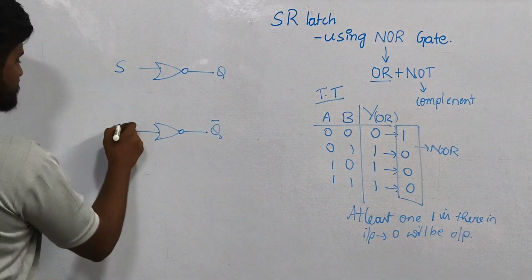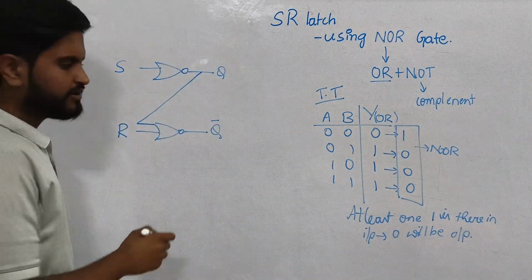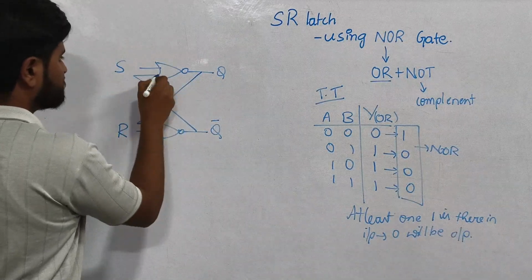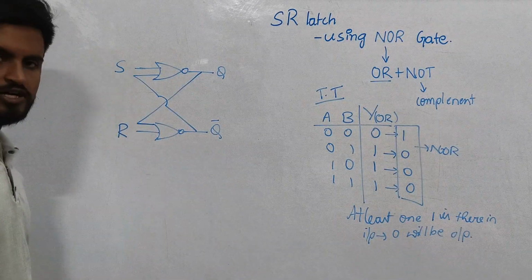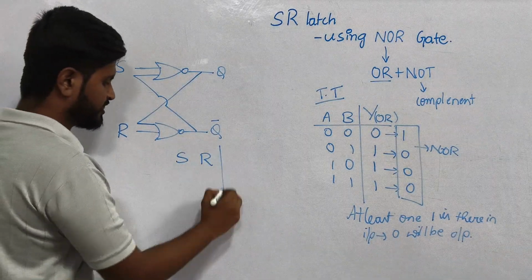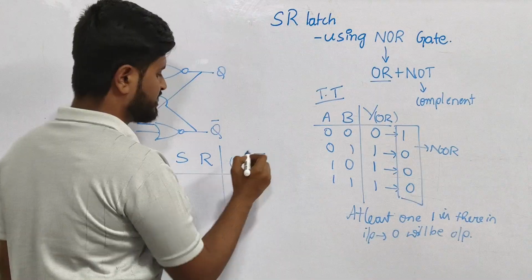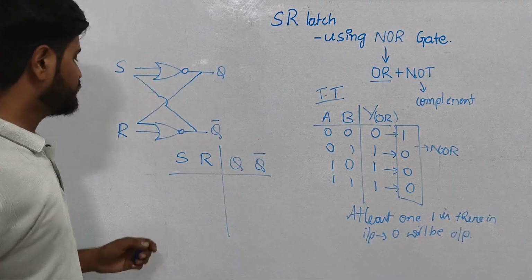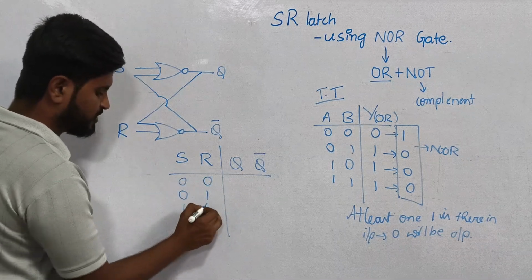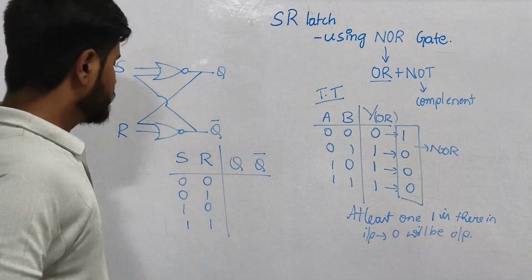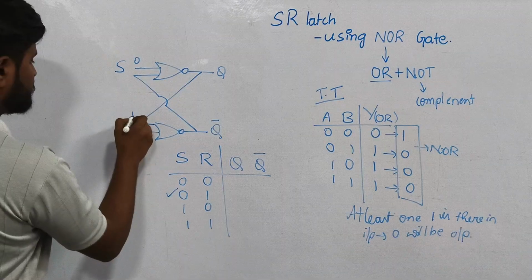So this will be S, this will be R, and the output of one NOR gate will be acting as input to the other, and the output of the other will be acting as input to this one, like this. So here we constructed it. Now let's write the truth table for SR latch using NOR gate. So S and R are my inputs and Q and Q bar are my outputs. Two inputs are there, so possible combinations are 0 0, 0 1, 1 0 and 1 1. Now when you apply 0 and 1, S value is 0 and R value is 1.